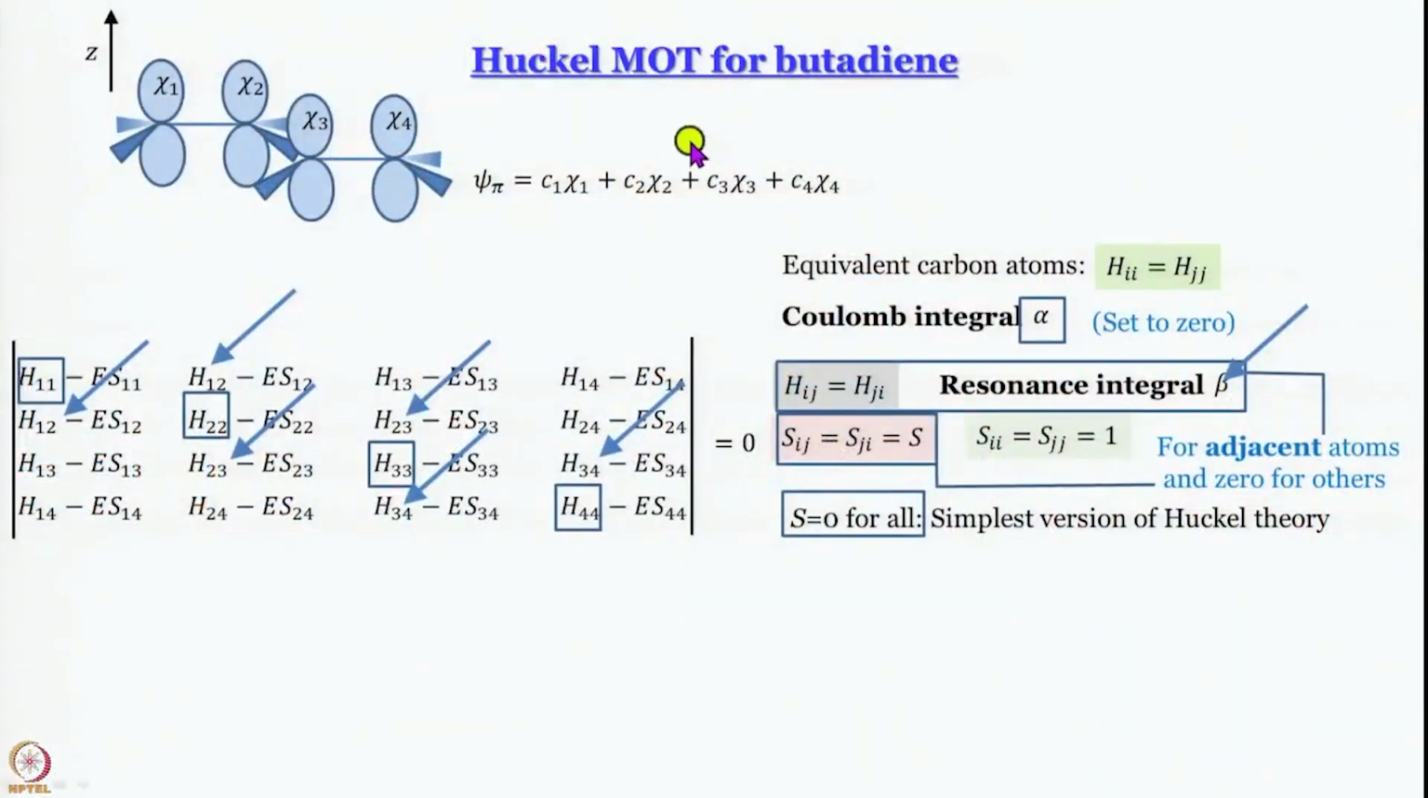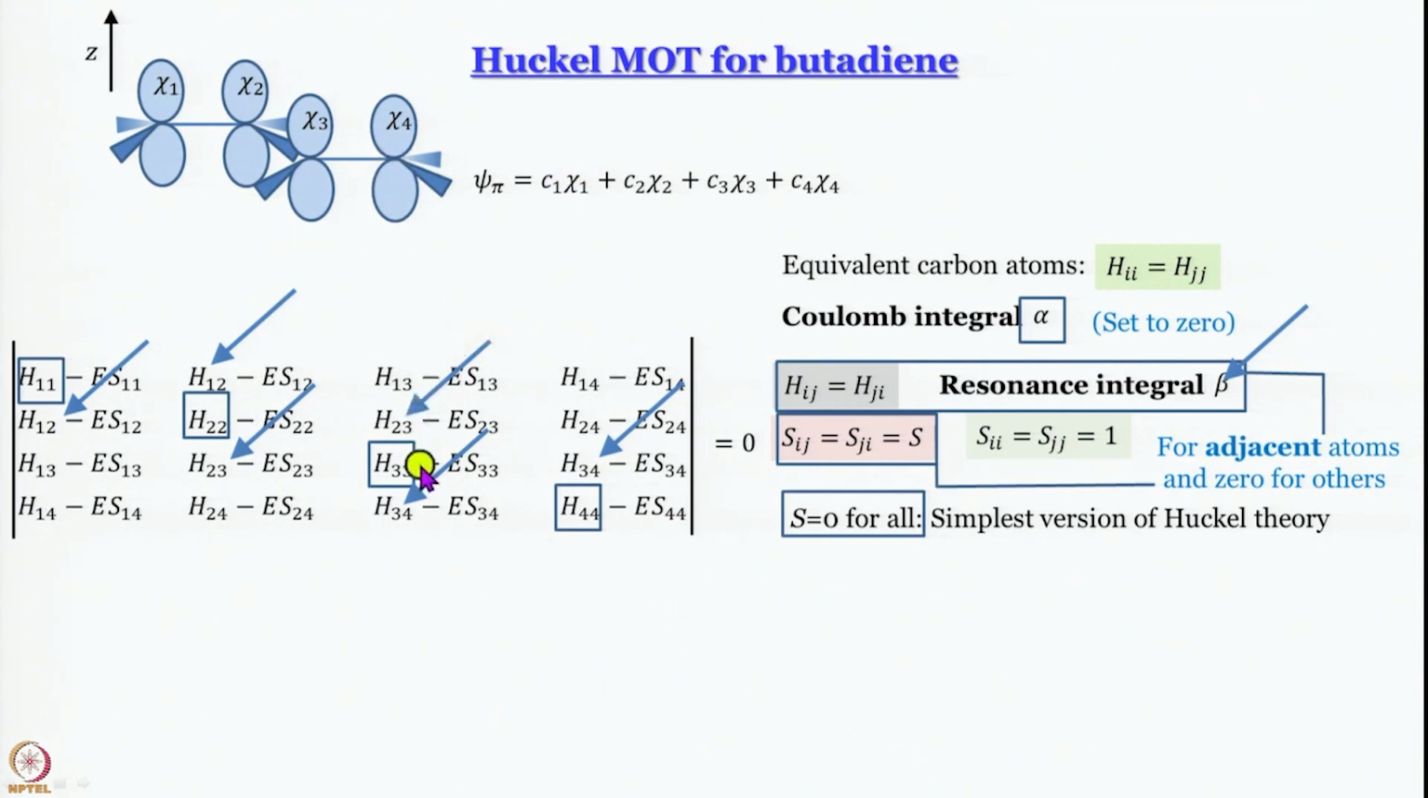So, we are developing a Huckel MOT treatment for butadiene. We have expressed the pi wave functions, pi molecular orbitals, as a linear sum of the pz orbitals of the 4 participating carbon atoms, and we have written the secular equation.